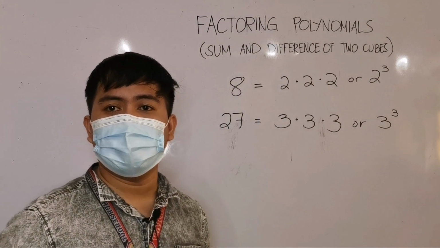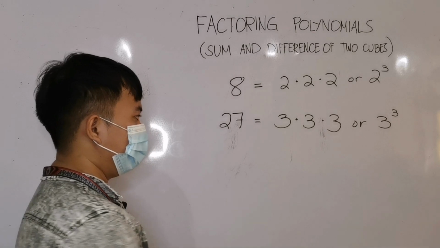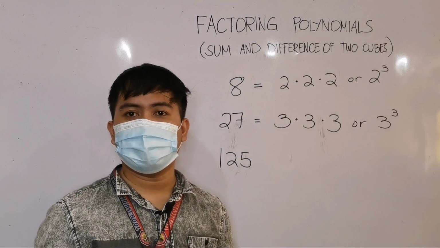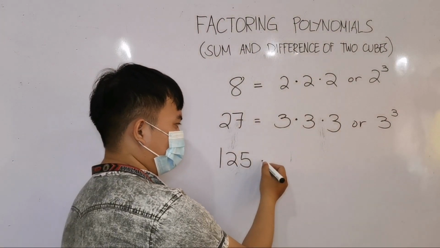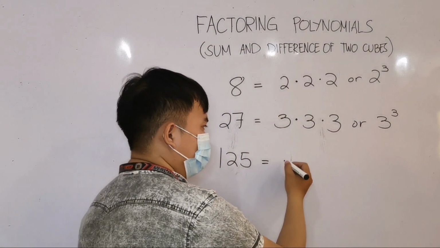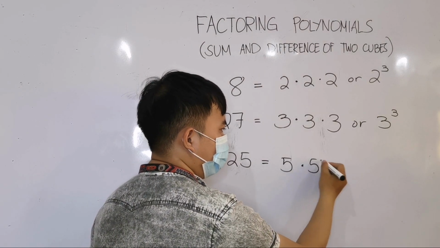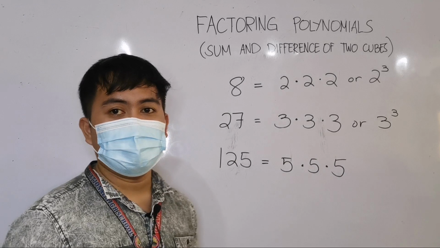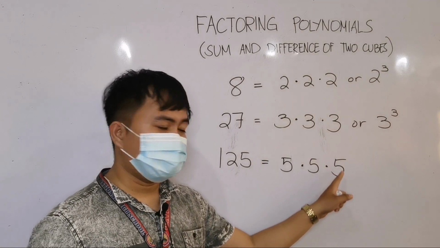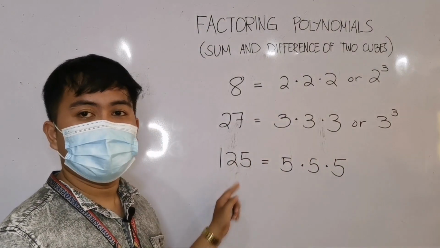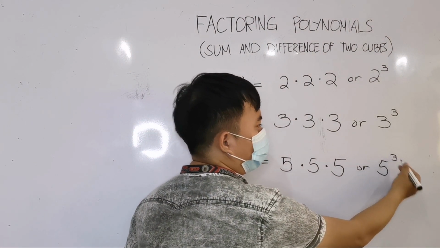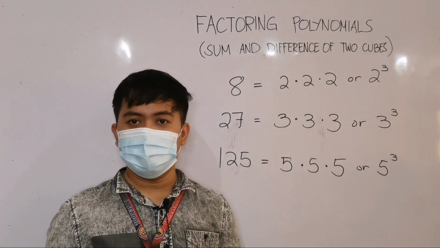Ano pa po ba yung mga examples ng perfect cube? 125 is also an example of a perfect cube. Dahil po, ang factors ng 125 na tatlong magkakapareho ay 5 times 5 times 5. Isa-isahin po natin. 5 times 5 is 25. 25 times 5 is 125. At pwede natin isulat 5 raised to the power of 3 or 5 cube.